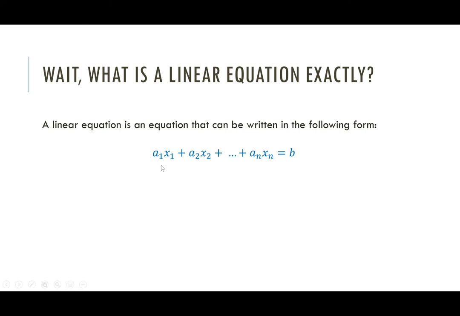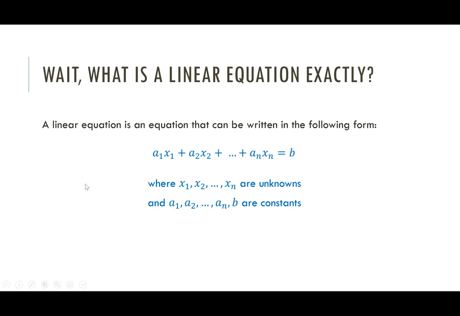We've got a sub 1 times x sub 1 plus a sub 2 times x sub 2 plus, we're talking in general, all the way up to some a sub n times x sub n, and that equals b. And what are all these things? Well, this x sub 1, x sub 2, all the way up to x sub n, those are our variables or our unknowns. And then this a sub 1, a sub 2, a sub n, and all the a's in between, and this b, those are all numbers or constants.